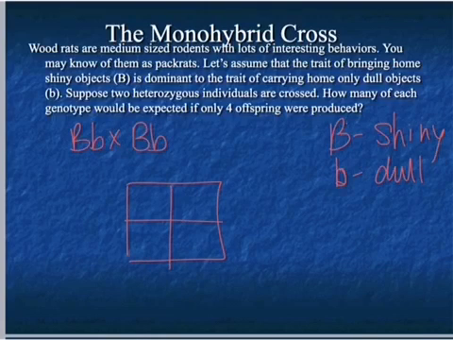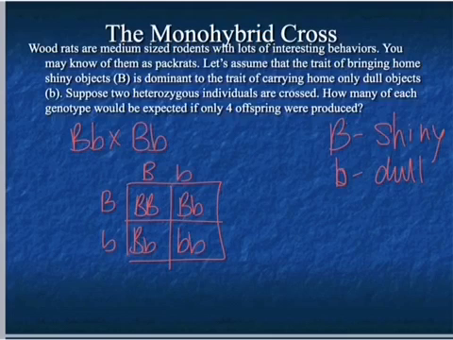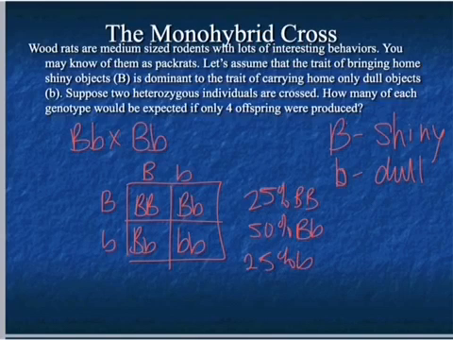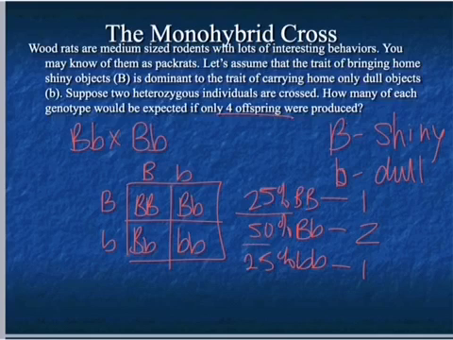So at this point, you should pause the video and fill in the Punnett square and see if you get the same answer that I get. So we're going to expect 25% homozygous dominant, 50% heterozygous, 25% homozygous recessive. So if only 4 offspring were produced, we would expect 1 homozygous dominant, 2 heterozygous, and 1 homozygous recessive, just breaking it down by those percentages. Did you get that same answer?